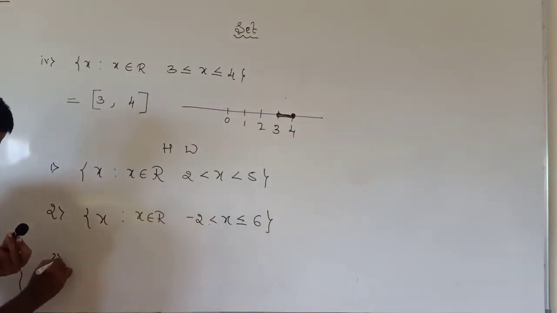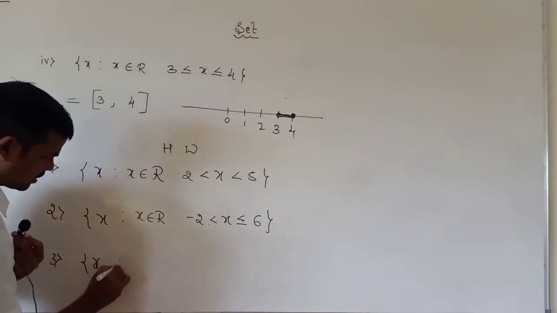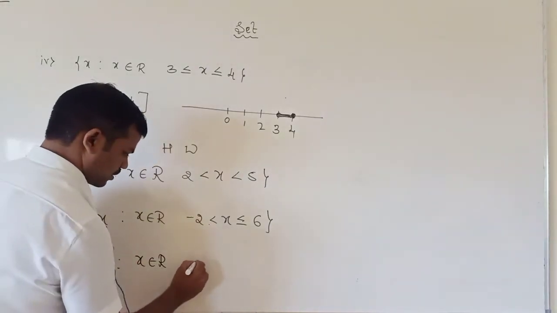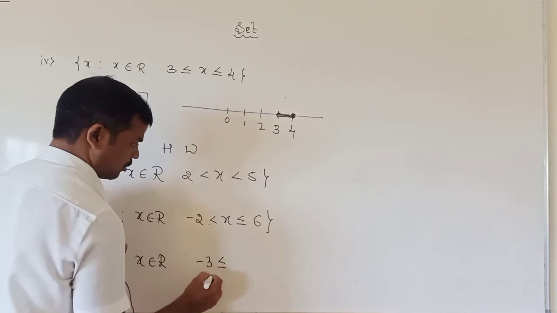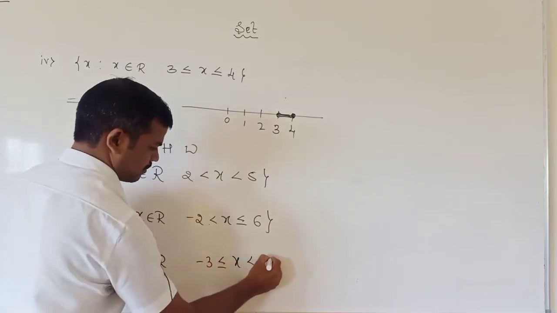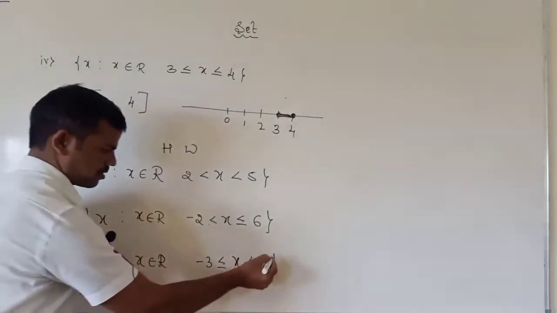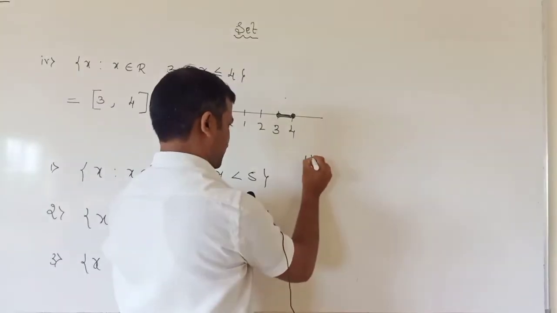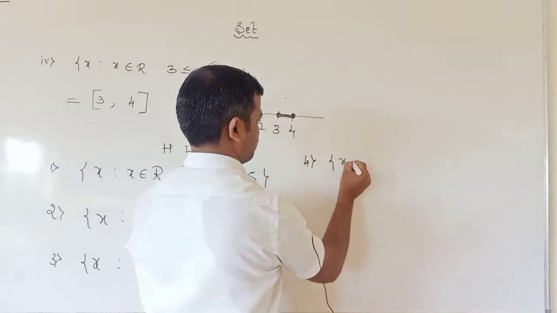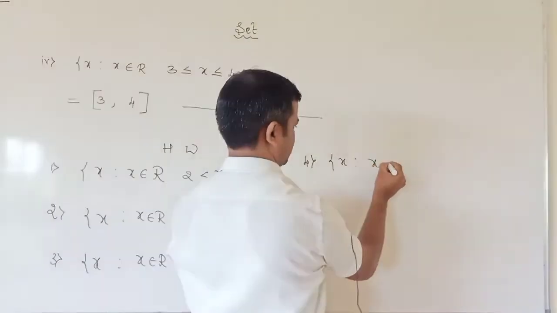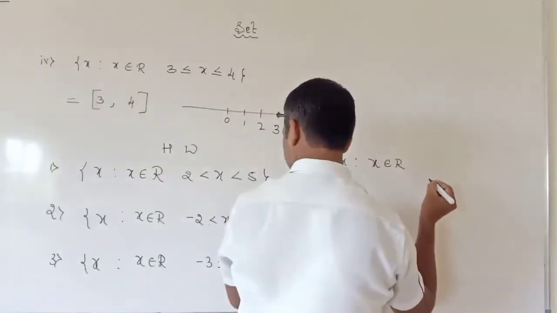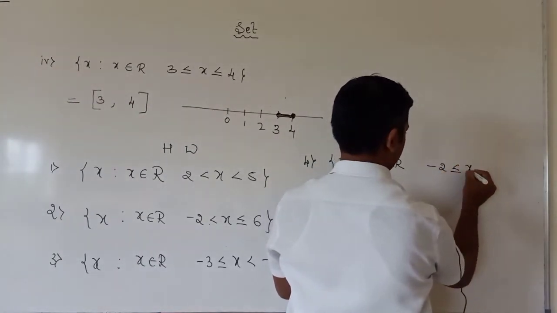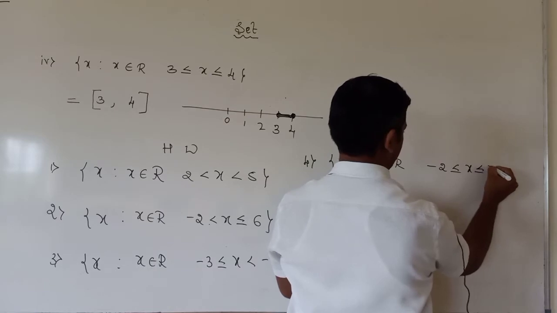Next, the third example: x belongs to the real numbers such that -3 ≤ x < -1. And the fourth one is the collection of x such that x belongs to the real numbers, with -2 ≤ x ≤ 7.